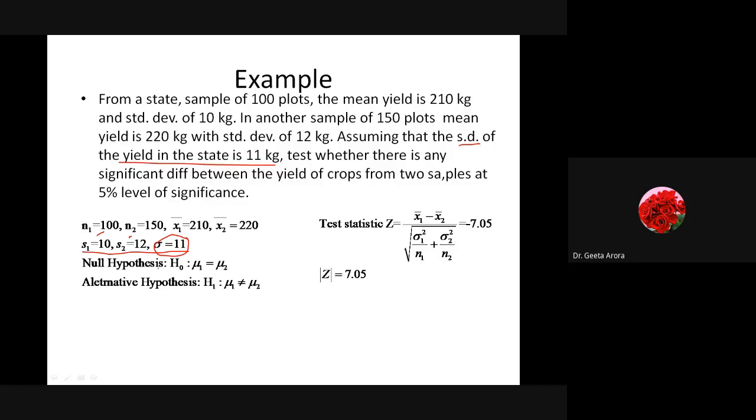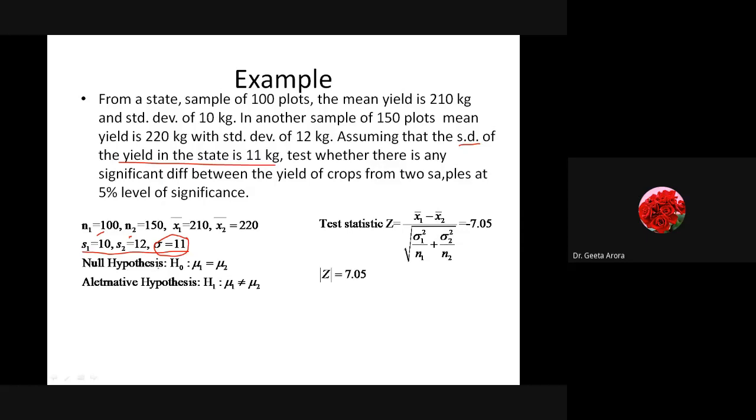From a state, we have a sample of 100 plots and another sample with 150 plots. Correct? So we have one sigma because we have only one population, and obviously s1 and s2 were given, but we are just ignoring them because we have to prefer the population parameter in preference to the sample one. Correct? So this is the only change, otherwise the same thing is there.